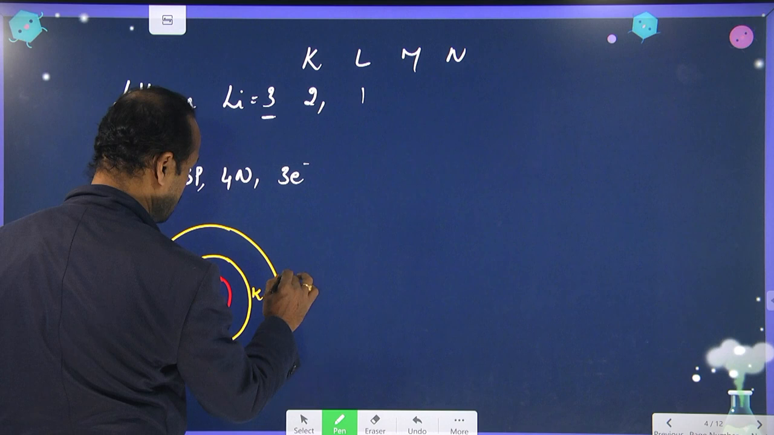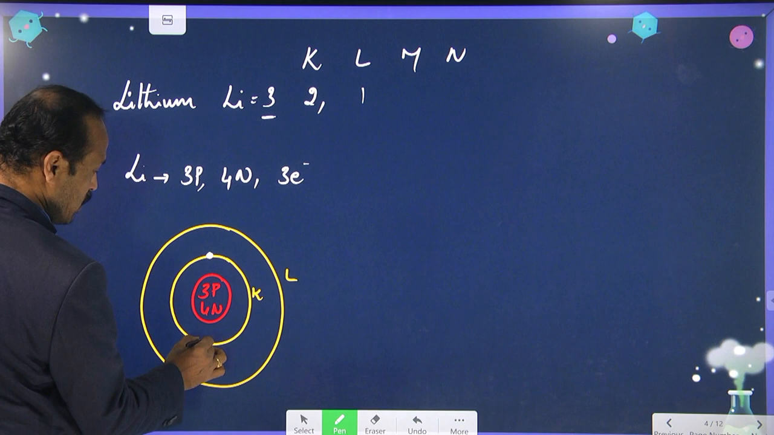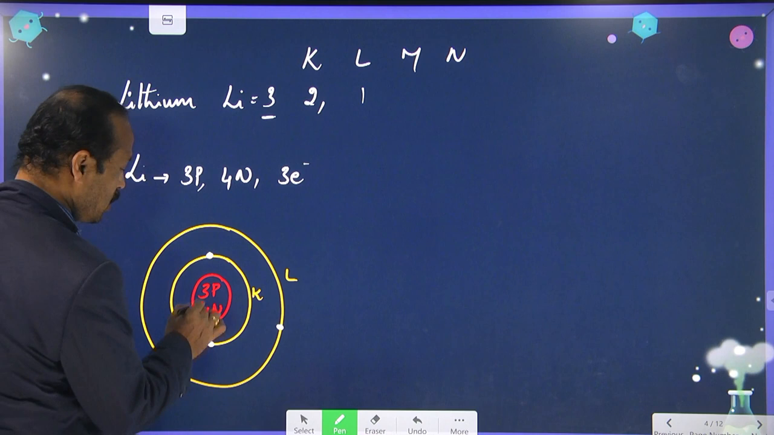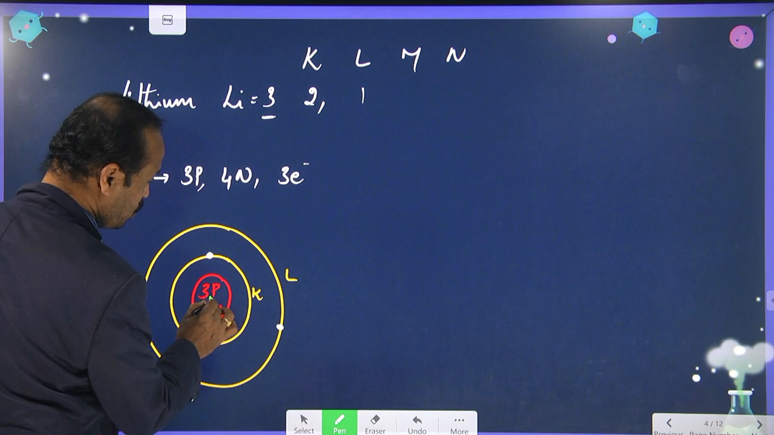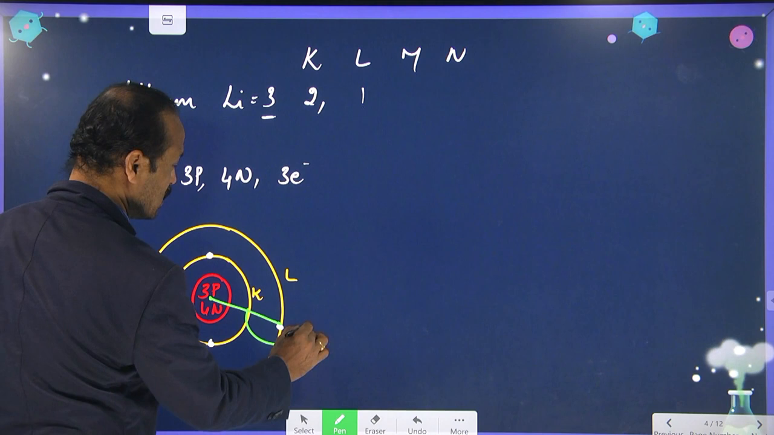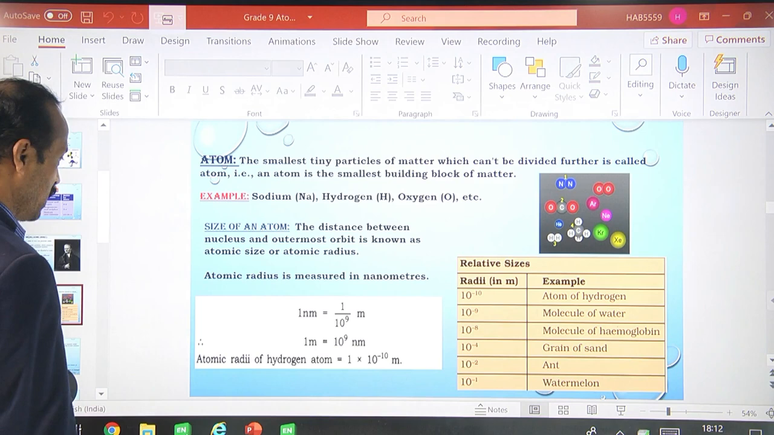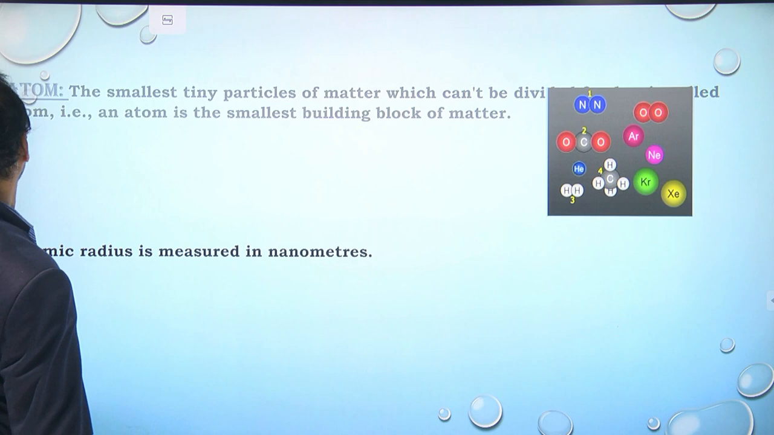Now if you see the electrons, in the K shell 2 electrons are there, 1 and 2, and in the L shell 1 electron is there. So here which is the outermost shell, the last shell? L shell. The distance from the center of the nucleus to here is called atomic radius or atomic size. Is this clear to you? So that is about the atomic size and atomic radius.